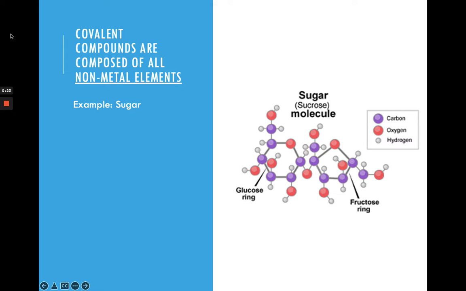Just as a review, you should remember that covalent compounds are composed of all non-metal elements. For example, a good example of a covalent compound would be sugar, C12H22O11. It's a very large molecular compound consisting of only carbon, oxygen, and hydrogen, which are all nonmetals.